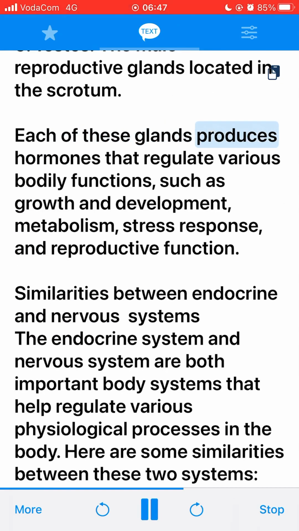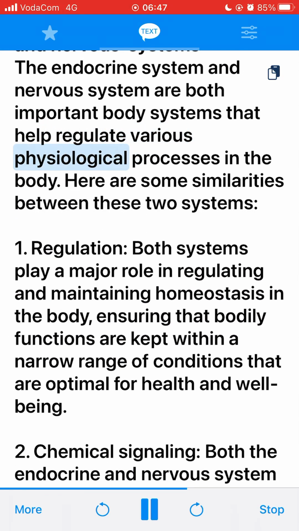Each of these glands produces hormones that regulate various bodily functions, such as growth and development, metabolism, stress response, and reproductive function. Similarities between endocrine and nervous systems. The endocrine system and nervous system are both important body systems that help regulate various physiological processes in the body. Here are some similarities between these two systems.